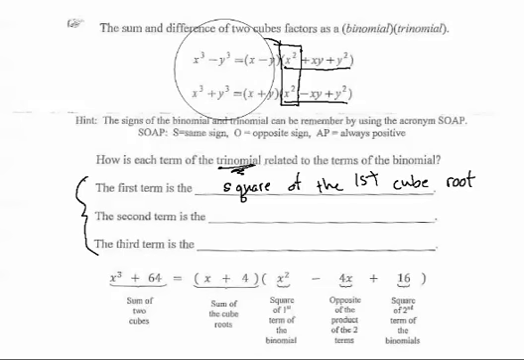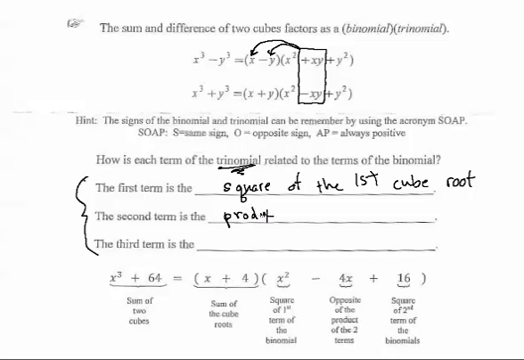Now if we go back and look at the second term, what we see is that it is simply the product of both of these terms in this binomial, the first factor. So we say that it is the product of the cube roots. And just like the x cubed, here we have the y cubed, and if we take the cube root, we see that we have a y as our second term of the binomial.